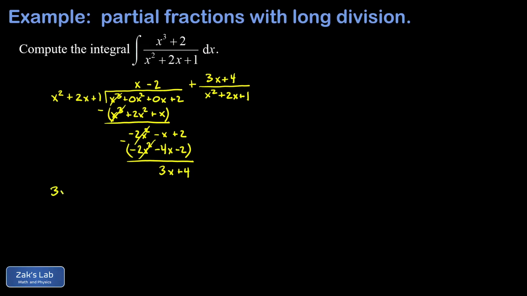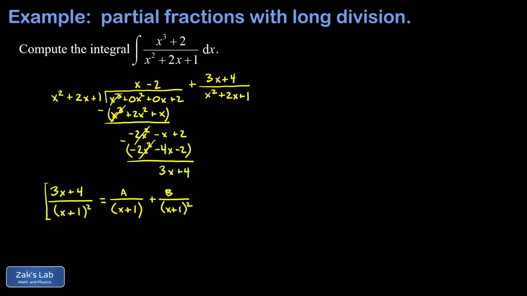So we could write that fraction as 3x plus 4 divided by the factored denominator. And this denominator looks like it factors into x plus 1 times x plus 1. In other words, x plus 1 all squared. Recalling the partial fractions decomposition rules. So these rules are set up so that the partial fractions decomposition is guaranteed to work. I need a term that looks like a constant over x plus 1 in addition to a term that's a constant over x plus 1 all squared.